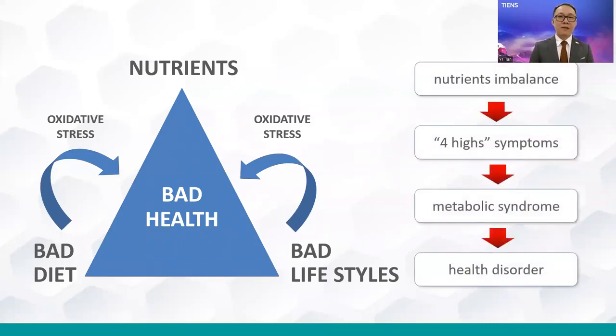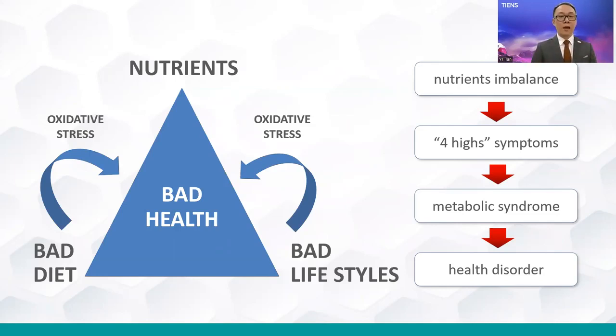Okay, so with bad diet, bad lifestyle, and not taking Tien's nutrients, people are like that. Many people are not taking Tien's nutrients, not even taking any nutrients. So with the bad diet, bad lifestyle, with no nutrients, people are in a nutrient imbalance situation. With this imbalance situation, we will usually develop 4 high symptoms. What are the 4 high symptoms? High blood pressure, high blood sugar, high cholesterol, and hyperuricemia, which is high uric acid. These are the 4 common highs in the modern world.